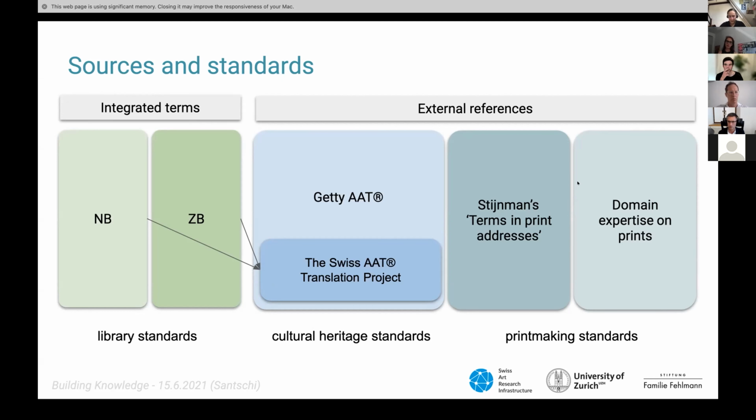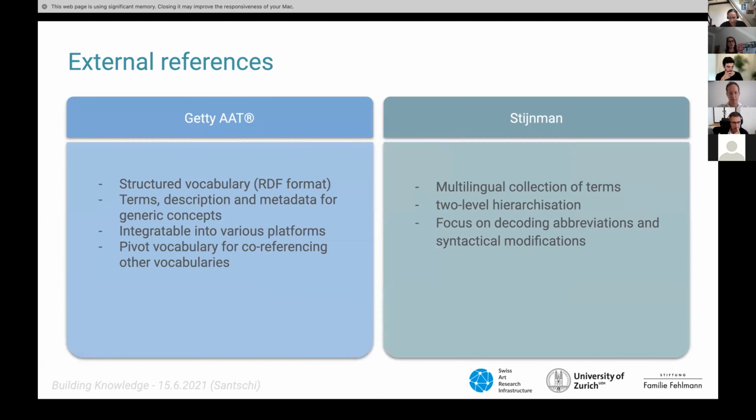All these sources work together and they work to specific standards and represent a certain way of thinking about object information, about the kind of concepts that are used around them. Maybe just a quick note on the Getty Art and Architecture Thesaurus and the Steinman and how they differ. The Getty AAT is a widely used structured vocabulary containing concepts, descriptions and metadata. It's a standard in many cultural heritage projects, and it's a pivot for co-referencing of other vocabularies. And of interest for BSO is particularly the multilingual translation provided by the Swiss AAT initiative.